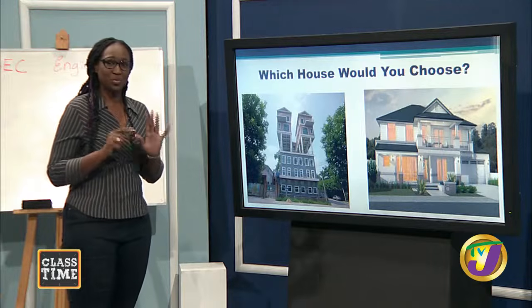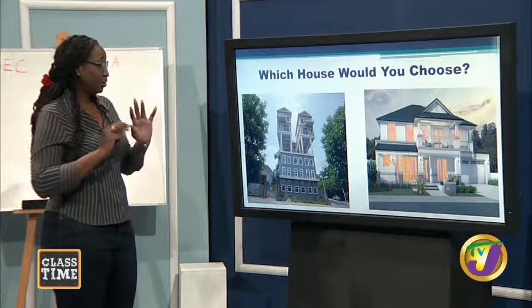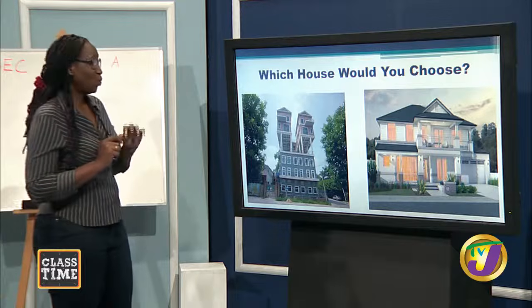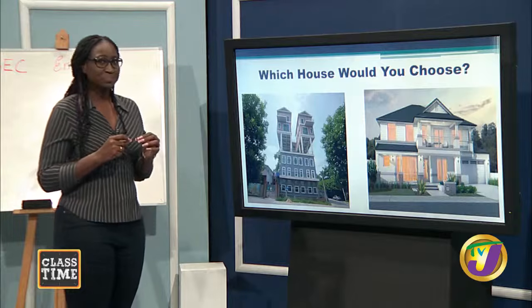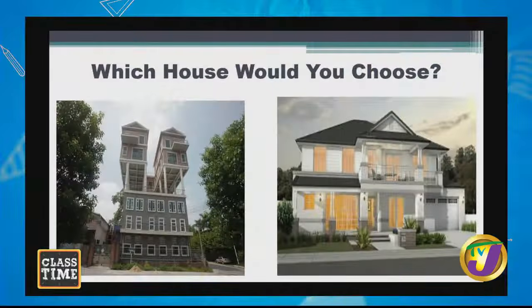So here we have two structures. They should be houses. One looks like the average house. The other looks a little interesting. So notice this one. Compare it to the other one. Which of these do you believe is the better crafted structure? Why do you believe your choice is a better crafted structure?